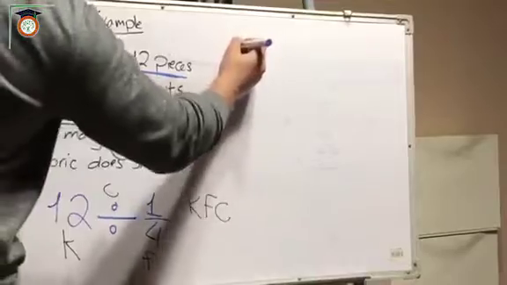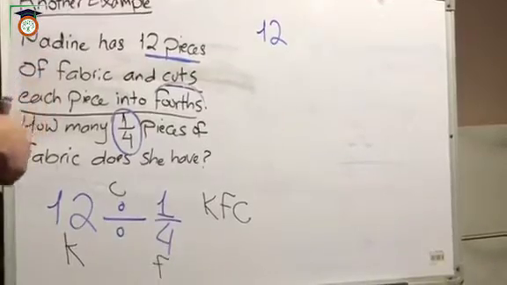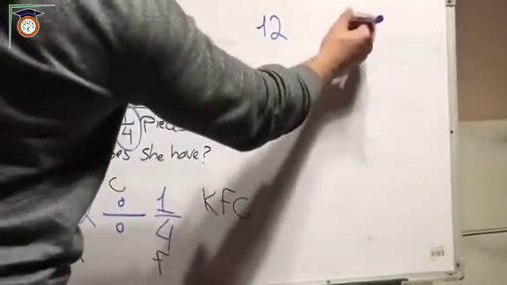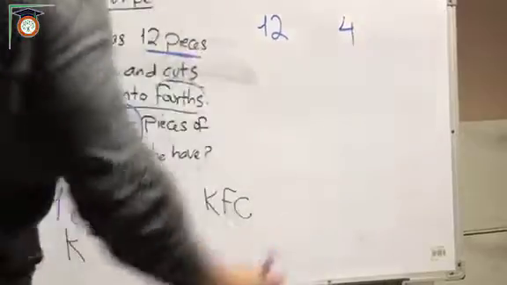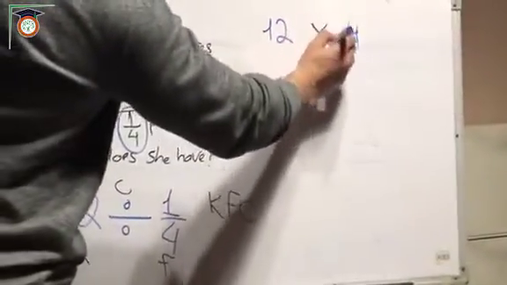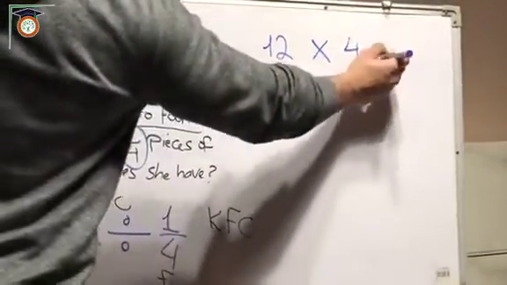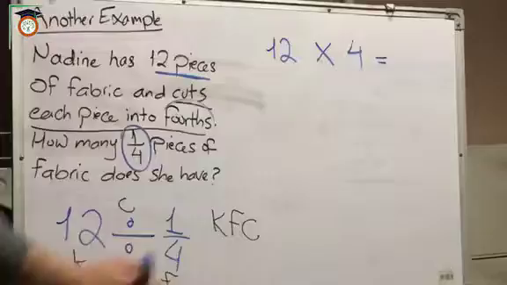So we're going to have 12 as it is. 1/4 flipped is 4/1. 4 divided by 1 is 4. That means it's going to be 4. And I'm going to change this sign into a multiplication sign. So now I have 12 multiplied by 4. What is 12 multiplied by 4?